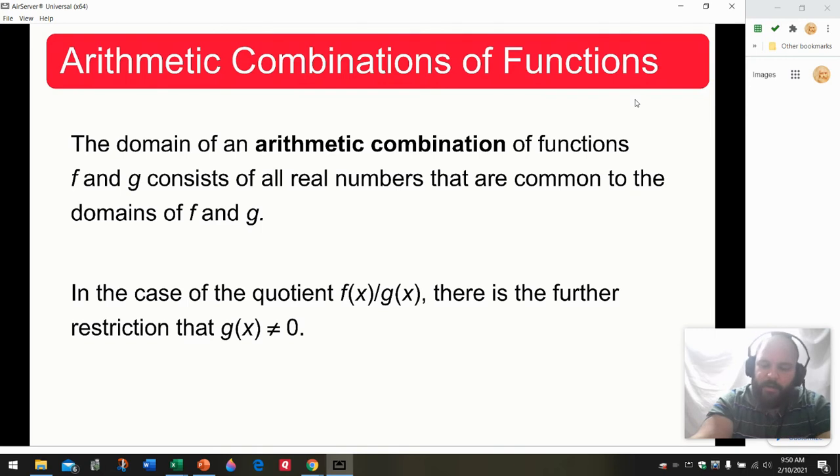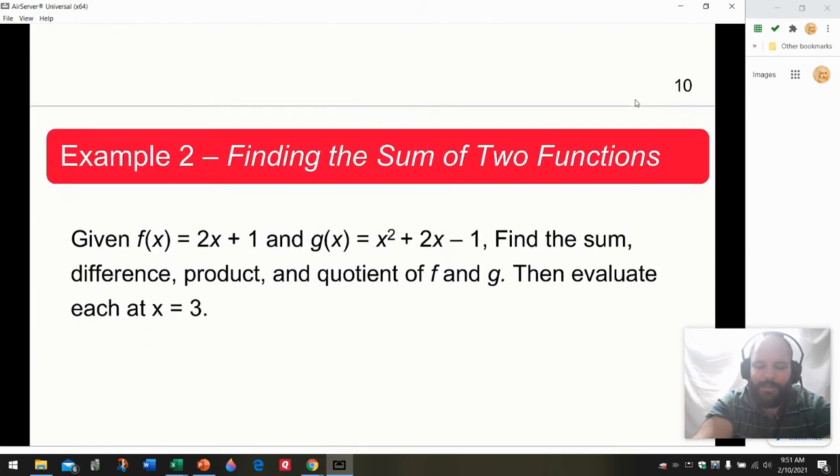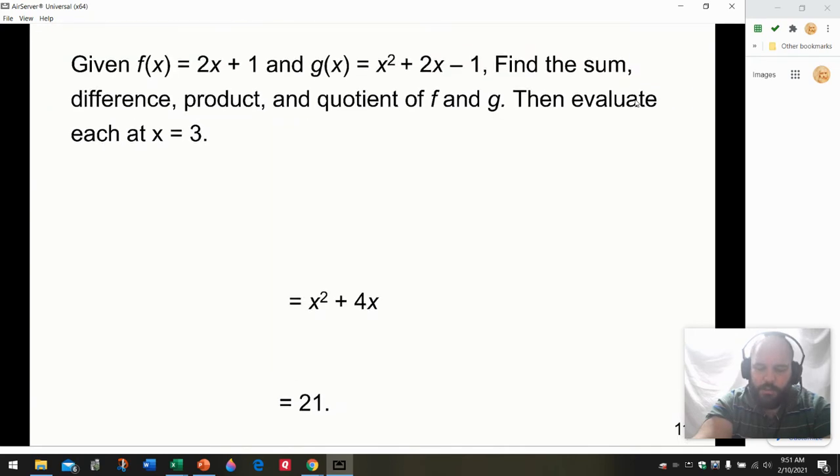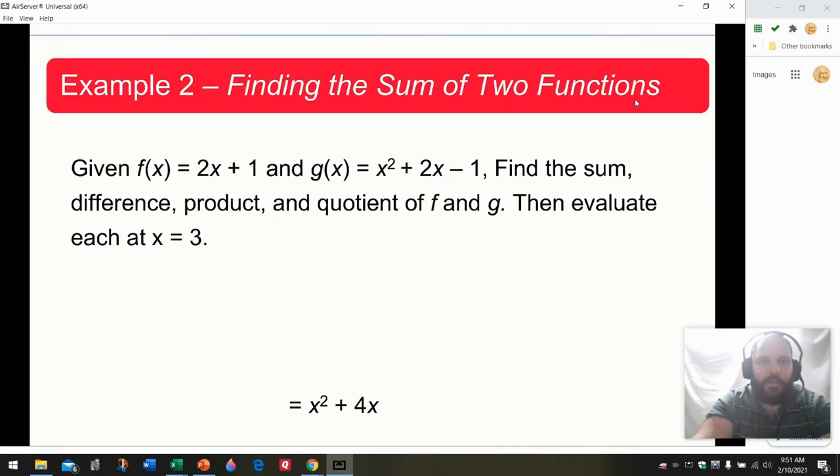So it says the domain of an arithmetic combination of functions f and g consists of all real numbers that are common to the domains of f and g. In the case of the quotient f divided by g of x, there is further restriction that g of x cannot equal 0. And that's what I just showed you, that you do need to list that when you do the quotient. So this says given that f of x equals 2x plus 1 and g of x equals x squared plus 2x plus 1, find the sum, the difference, the product, and the quotient.